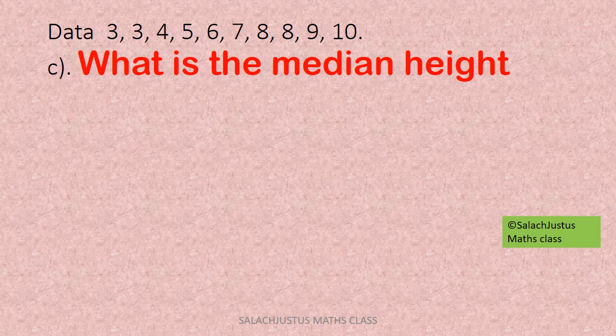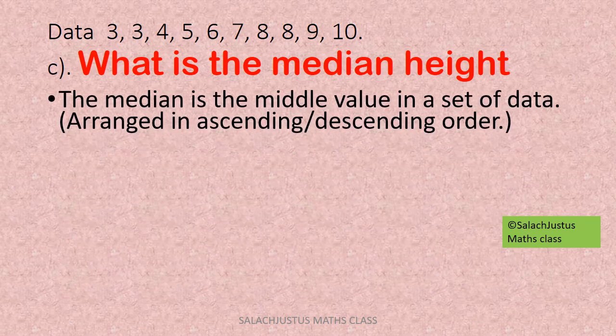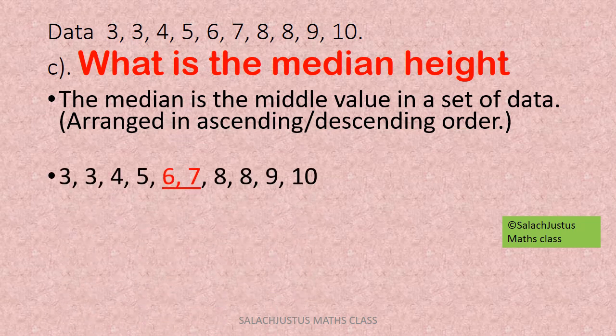This other question, what is the median height of the data? Of course, the median is the middle value in a set of data, but the data must be arranged in either ascending or descending order. Our data, as we can see above there, is already arranged in ascending order. So we go straight to the middle value. We notice 2 values appearing at the middle because there were 10 observations. So the 5th and the 6th values will be at the middle, 6 and 7.